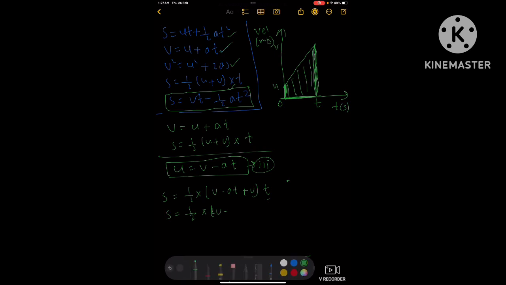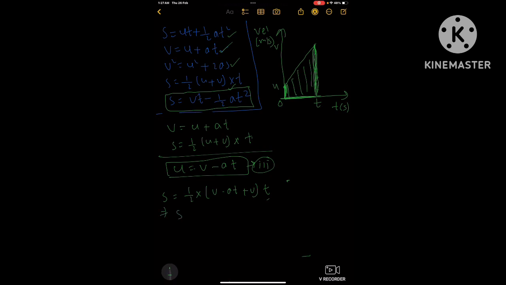Let's make it more explicit and clear. So s equals 1/2 (2v minus at) times t. If we use algebra and multiply the half with (2v minus at) times t, I will get vt minus 1/2 at squared. So this is our last and final SUVAT equation.